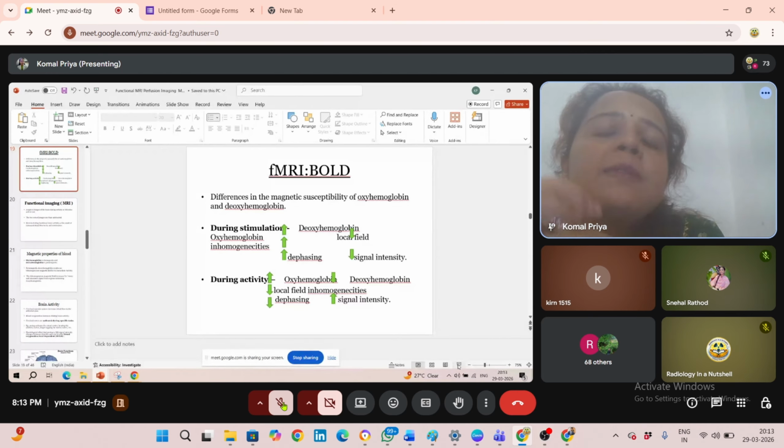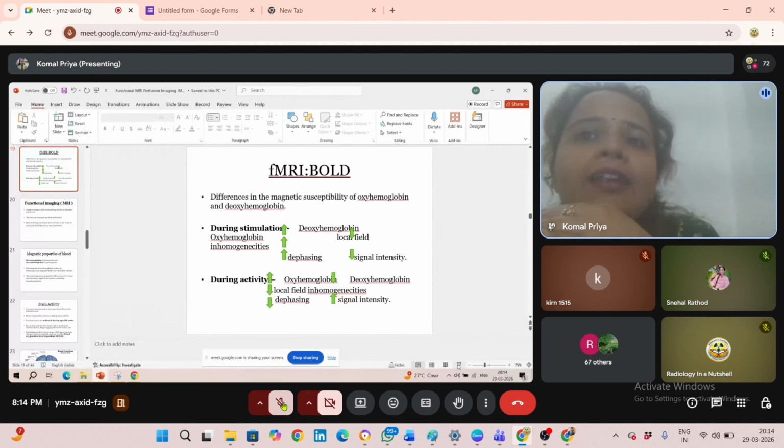So the most important physiological effect that will create this MR signal intensity change between rest and stimulus is known as blood oxygenation level dependent, which is your BOLD sequence. What is the full form? Blood oxygenation level dependent. Why is it known as dependent? Because it depends on the oxyhemoglobin, how it is increasing and how it is decreasing.